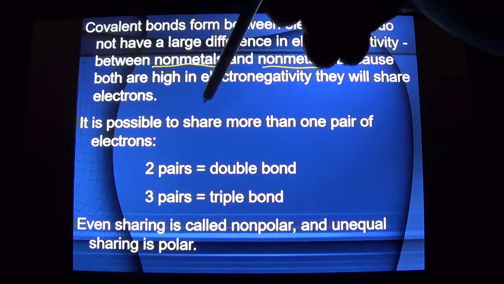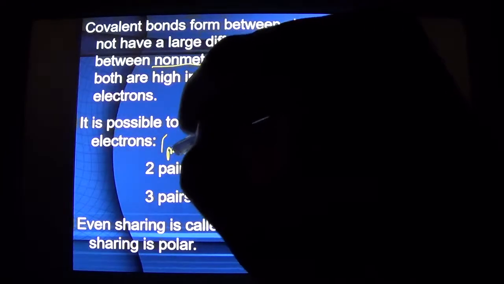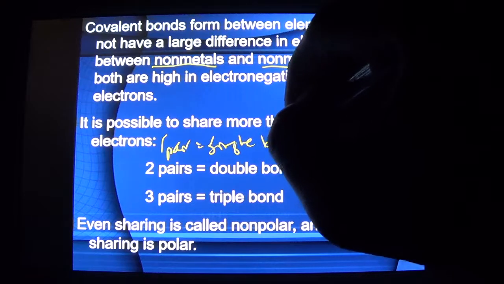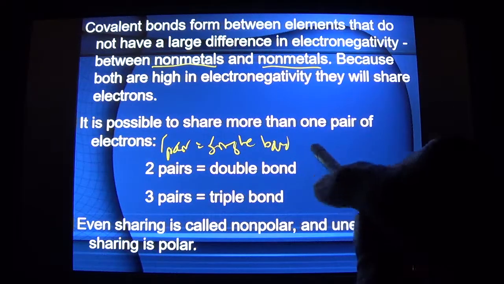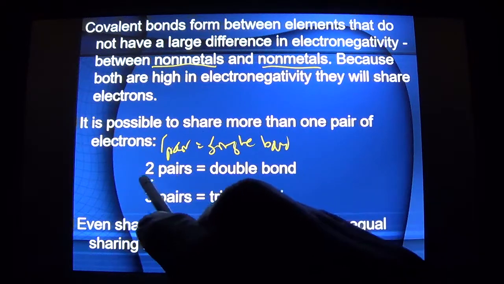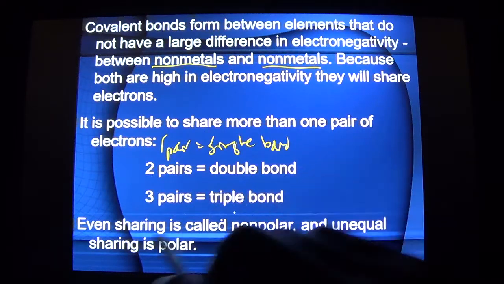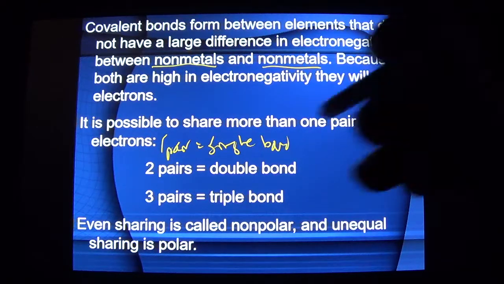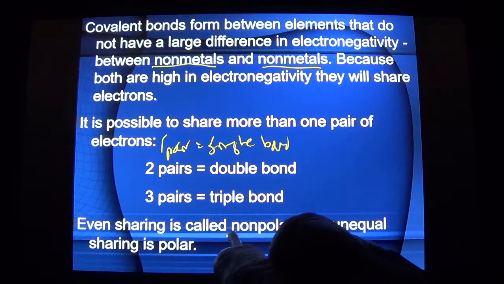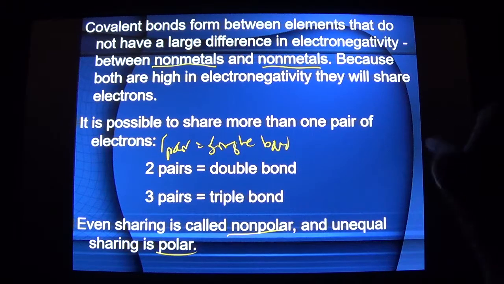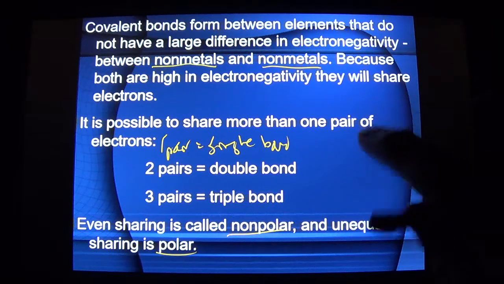So a single bond is one pair, and that's all we've been talking about. Two pairs of electrons being shared at the same time, four total electrons, that's a double bond, and then six total electrons is a triple bond. Again, it can share equally and then be nonpolar, and it can share unequally and be polar. So I hope you're catching the repeating vocabulary that's so very important through all of this.